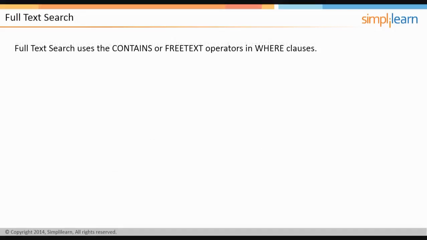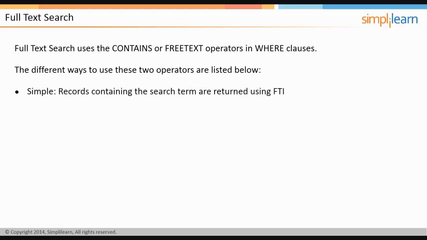The main power of FTI is when used in combination with full text search, or FTS. FTS is the use of two special operators in the where clause of queries, CONTAINS and FREETEXT. Both are very powerful. They use FTI to get results and have a number of different options. The different ways you can use these two operators are listed below. The first is the simple way. You just give the term to search for, and the operators use FTI to find records that contain that term and return them.